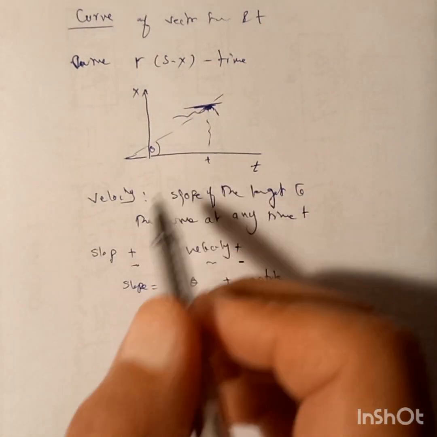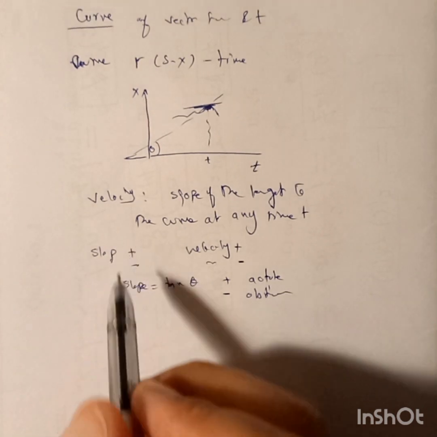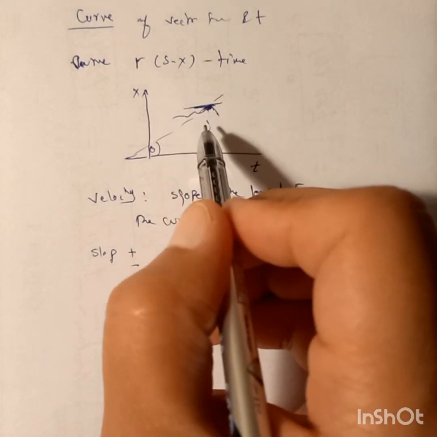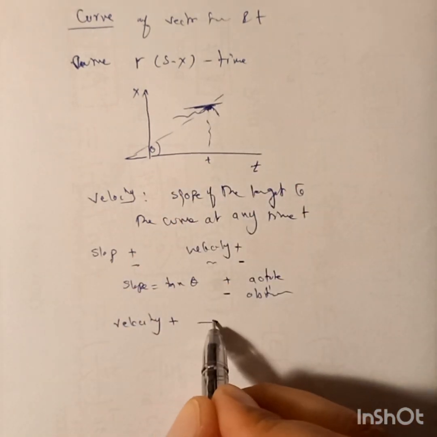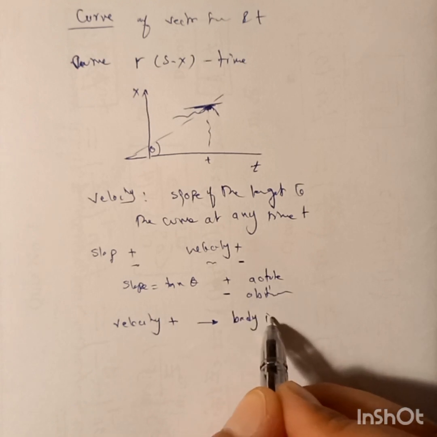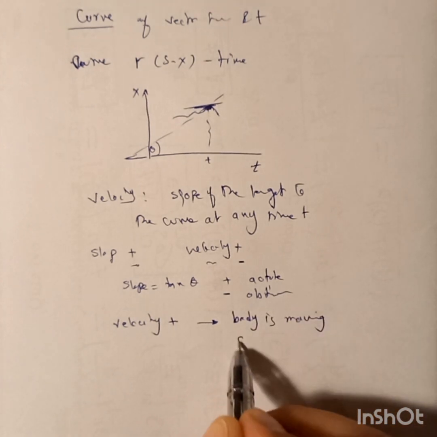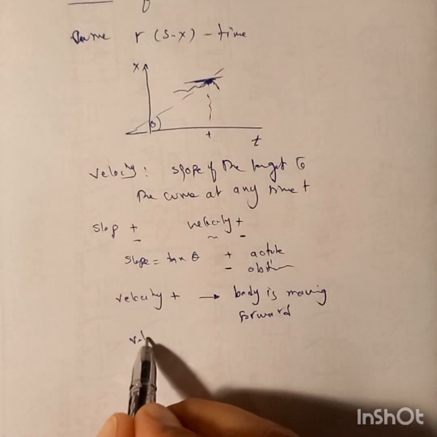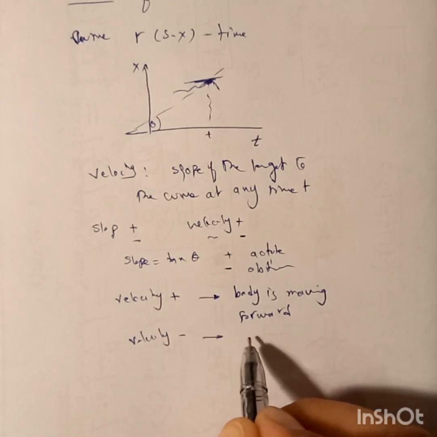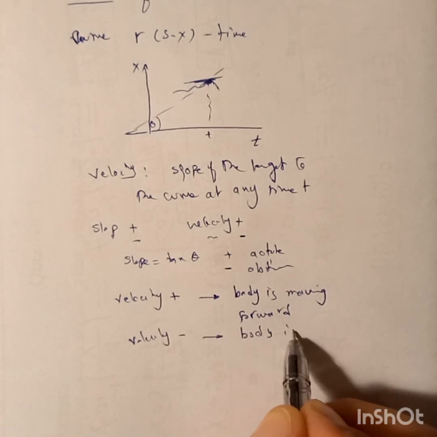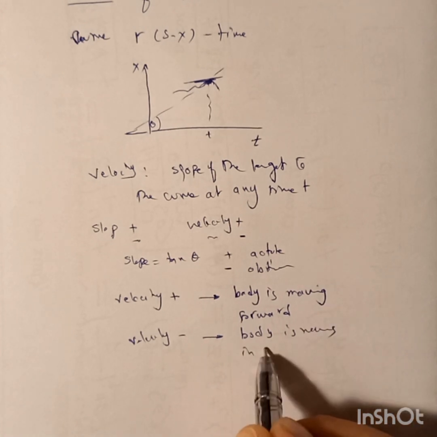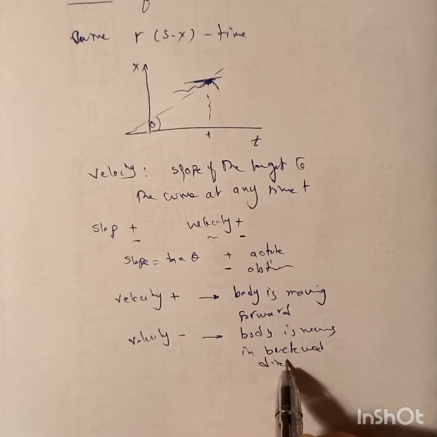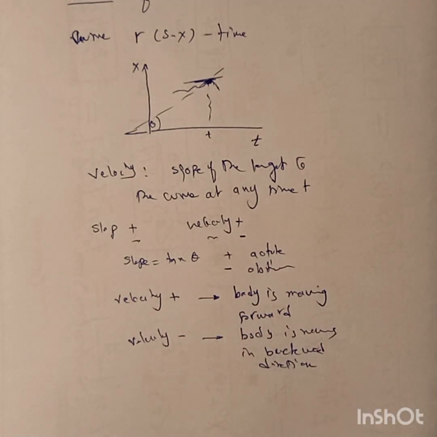If we deduce that the velocity is positive, as the slope of the tangent of this curve at any point is positive, this means the body is moving forward. And also if the velocity is negative, then the body is moving in the backward direction. This is the first curve.